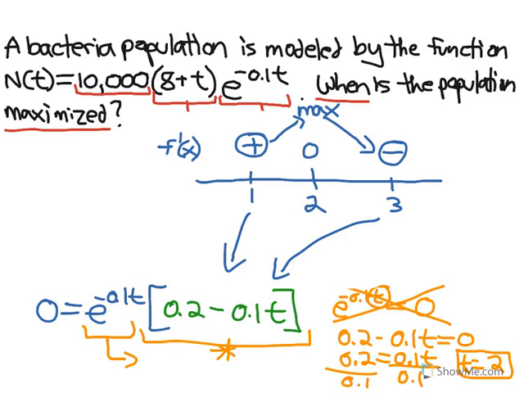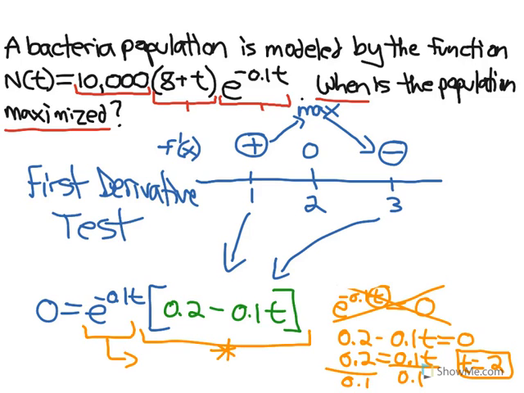So we've used the first derivative test to prove that we have a maximum population at time 2.